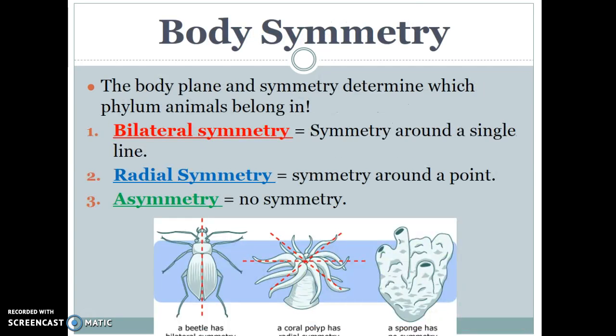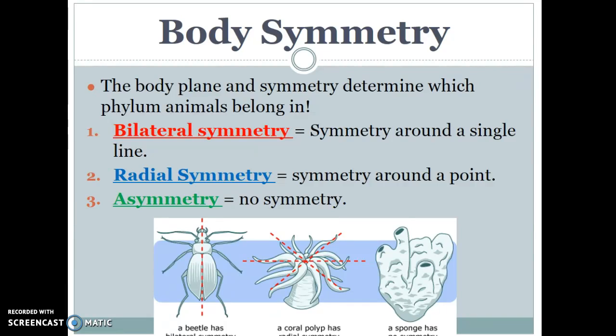Going back to the word body symmetry, some of the animals are categorized based on the symmetry that they have in their body. If I take a line and go from top to bottom, that's one line. That's called bilateral, bi meaning 2. Symmetry, a single line through it, either top or bottom, north or south. If it looks pretty much the same on one side as the other, that's bilateral symmetry.